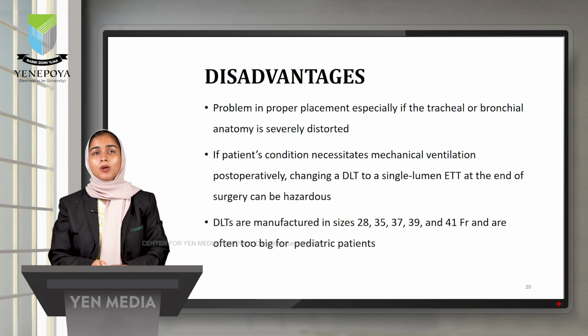Disadvantages of double lumen tube. Problem in proper placement, especially if the tracheal or bronchial anatomy is severely distorted. If the patient's condition necessitates mechanical ventilation postoperatively, changing a DLT to a single lumen endotracheal tube at the end of the surgery can be hazardous. DLTs are manufactured in sizes 28, 35, 37, 39 and 41 French and are often too big for pediatric patients.